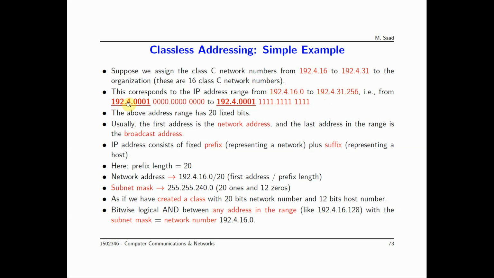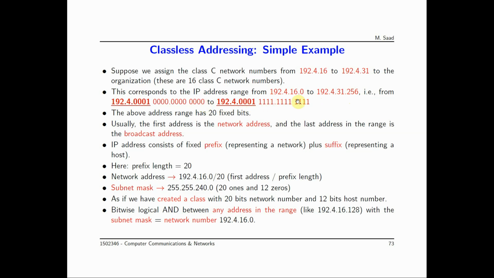So 192.4, the first 16 bits. And then I go to the 16, I convert it into binary, which is 0001, followed by 4 zeros, and then the 0 into binary is 8 zeros. So this is my first IP address in the range that is assigned to me, right? The last IP address in the range that is assigned to me, 192.4, I also left it in decimal, or equivalently, it has a binary equivalent, which will not be different from this one. And then the 31 is 0001, followed by 4 ones, and then followed by the 256, which is 8 ones. So my IP address range is from this value until this value.